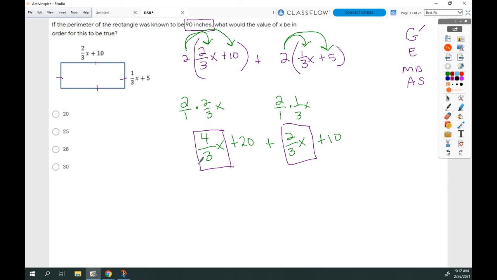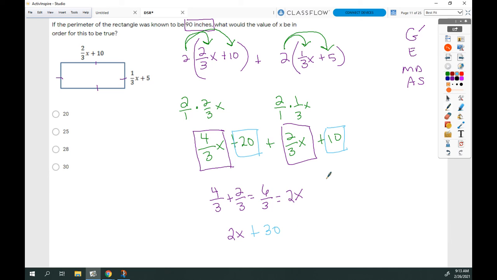4/3 x plus 2/3 x. We're going to add our fractions. The denominator stays the same. 4 plus 2 is 6. 6 divided by 3 equals 2. So here we have 2x. Let's put that down here. Now we may combine our constants, 20 plus 10, which is 30.